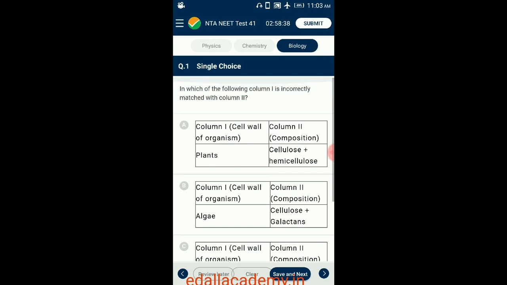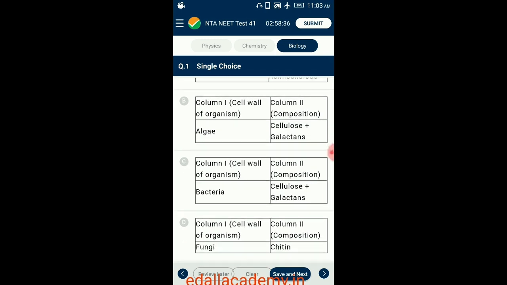So here the incorrect one is option C. For the bacterial cell wall, they have given cellulose and galactans. Generally, the bacterial cell wall is made up of peptidoglycan. So the incorrect statement is option C.